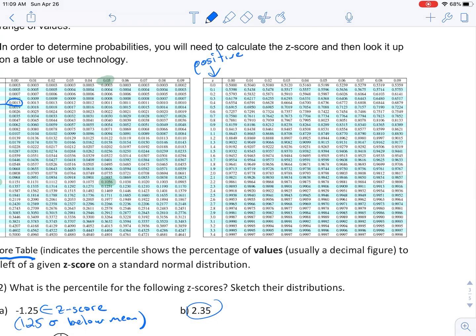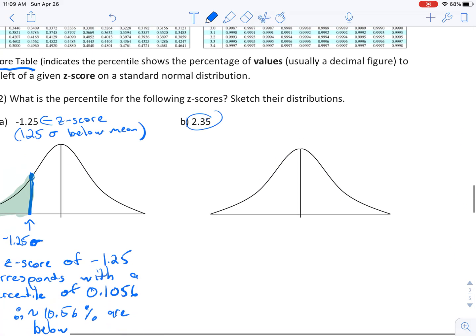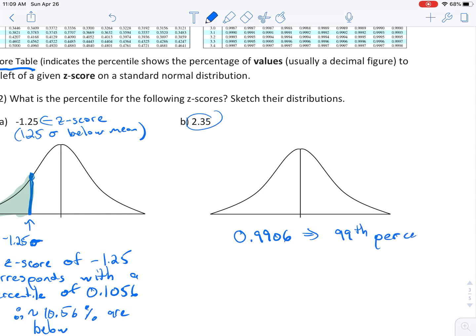So this one, we've got a Z-score here of 2.35. So if we go up to our table, now we're in positives. So I've got 2.3, and then again, we're at 0.05. And so that corresponds to, it looks like, 0.9906. So if I'm 2.35 standard deviations above the mean, it means that I've got a percentile of 0.9906, which is the 99th percentile.